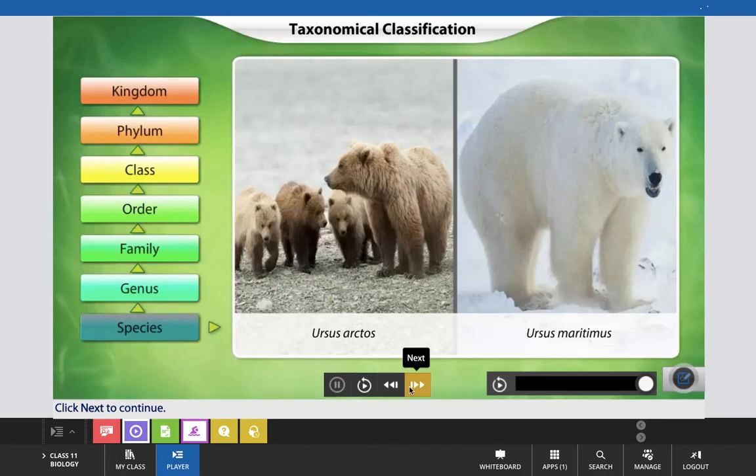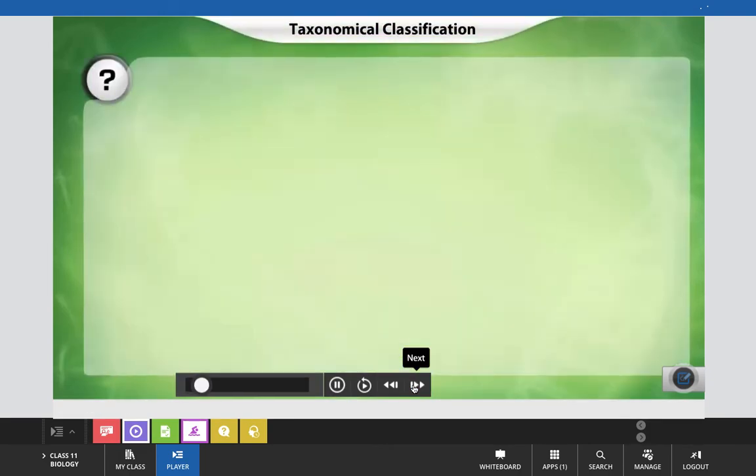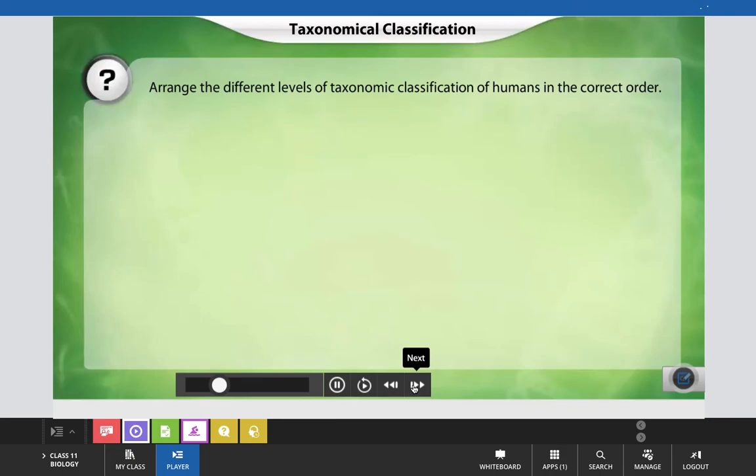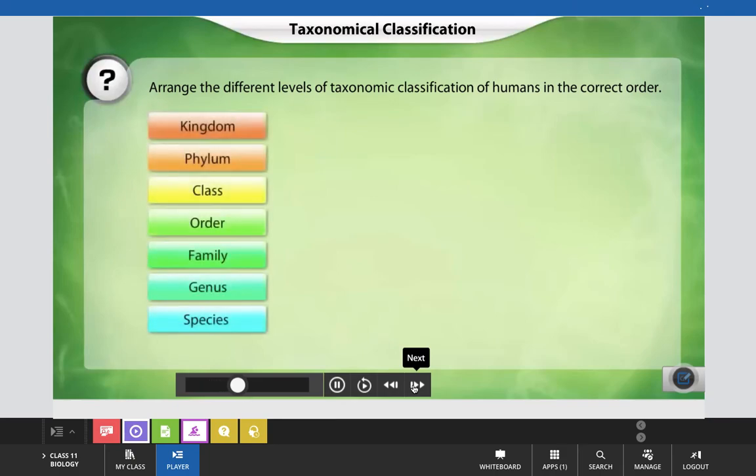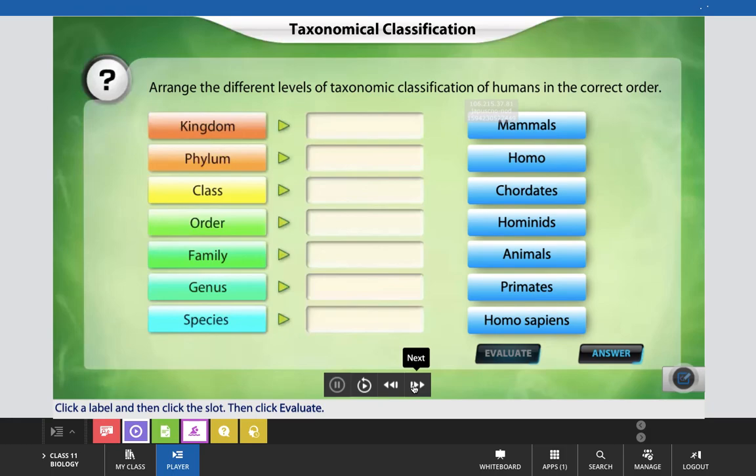Now with that, you will be able to understand the different taxonomical categories. Arrange the categories. Arrange different levels of taxonomic classification for human beings in the correct order. Click a taxon and click the slot where it fits. Then click Evaluate. Now, to understand the taxonomical categories, we will try to do this activity. And here we are talking about humans' order of hierarchy or different taxonomy.